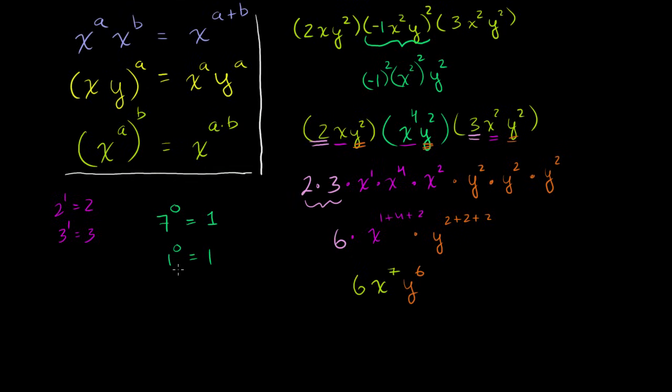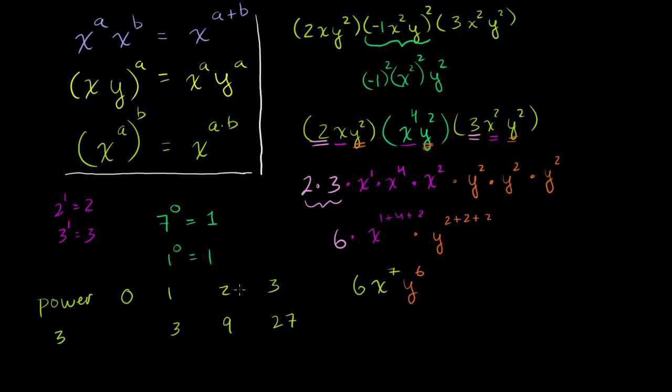Just to give you a little bit of intuition on why that is, think about it this way. Let me write the powers, we'll just do it with the number 3. 3 to the first power is 3. I think that makes sense. 3 to the second power is 9. 3 to the third power is 27. And of course, we're trying to figure out what 3 to the 0th power should be.